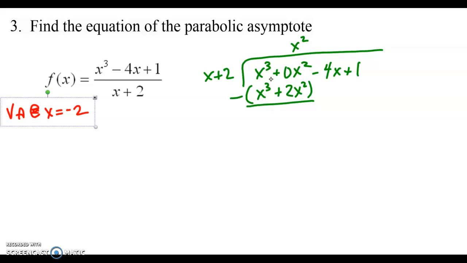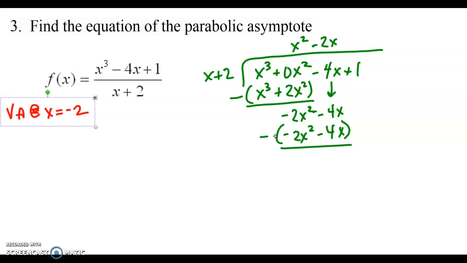And 0x squared minus 2x squared is minus 2x squared. We bring down the negative 4x. What do we need to multiply x by in order to get negative 2x squared? Negative 2x. Multiply that through. Negative 2x multiplied by 2. Subtract that. And we get zeros all along.